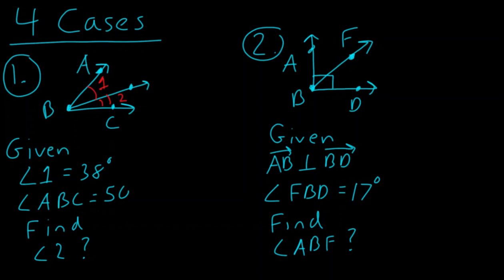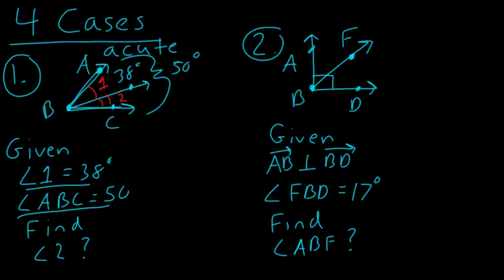Alright, now let's go ahead and look at 4 distinct cases of angle addition postulates. So in our very first case, we'll notice that this angle is clearly less than 90 degrees. And that's important because you might remember this word from grade school. This is an acute angle. Now let's look at the things we know. We know that angle 1 is 38 degrees. We know that angle ABC, which is A to B to C, the whole, and I'll use that bracket to show the whole thing, is going to be 50 degrees. And we want to find angle 2.